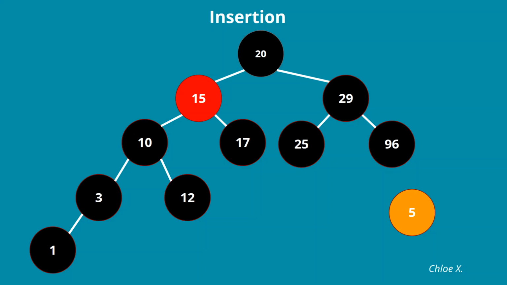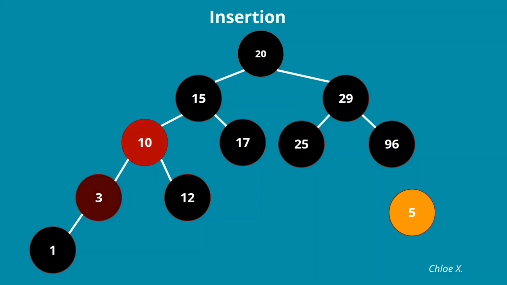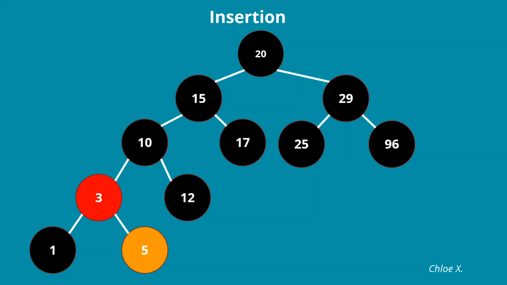5 is also less than 15, so we have to check the left subtree again. Let's compare with 15's left child, 10. 5 is still less than 10, so maybe we'll have better luck with 10's left child, 3. 5 is greater than 3. Okay, let's check with 3's right child. We found a null spot where we can insert 5. So that's how you add a node. We went through the tree, traversing and comparing until we could find an empty space where we can insert 5 as a leaf.